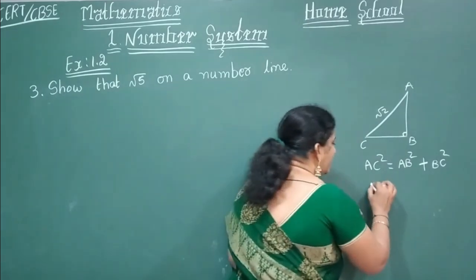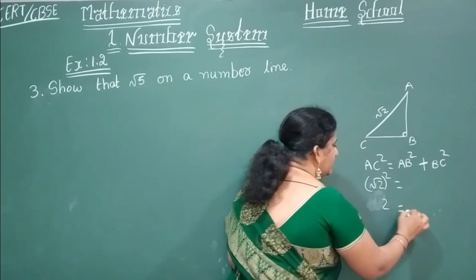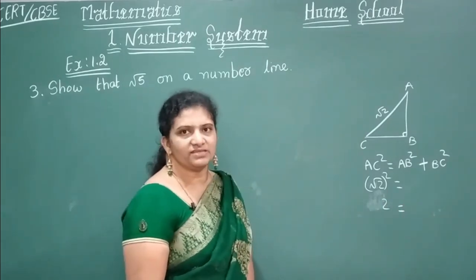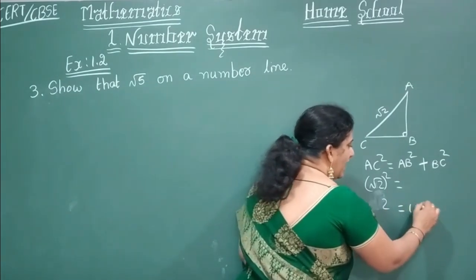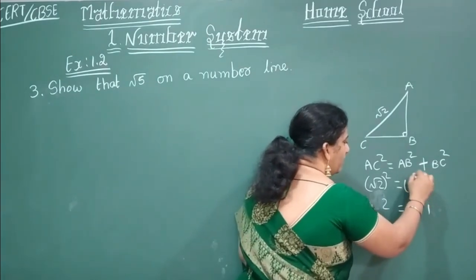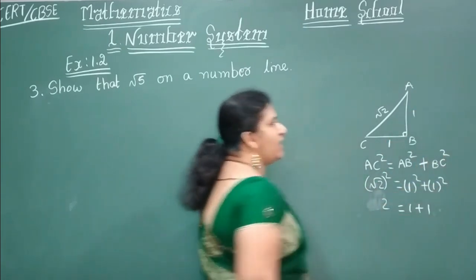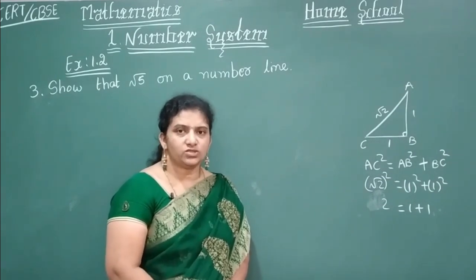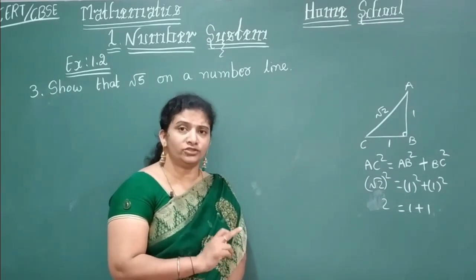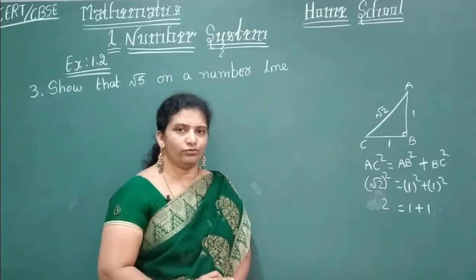Look here carefully. Root 2 whole square is equal to how much here? Square and root will be cancelled, 2. How can you get 2 here, children? Split this 2. I will split it as 1 plus 1. I may write it as 1 square plus 1 square. That is, AB is equal to 1 unit, BC is equal to 1 unit. So, first let us see how to draw root 2 on a number line. Then we can go with root 5.